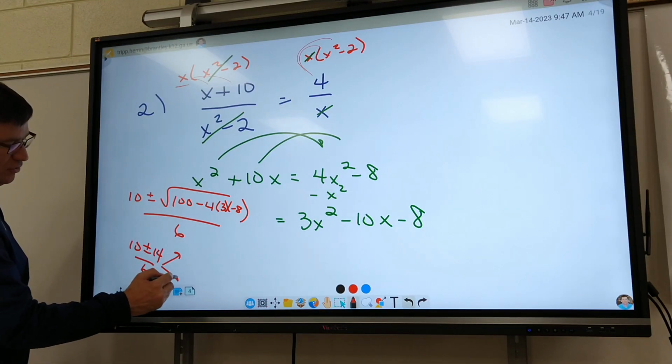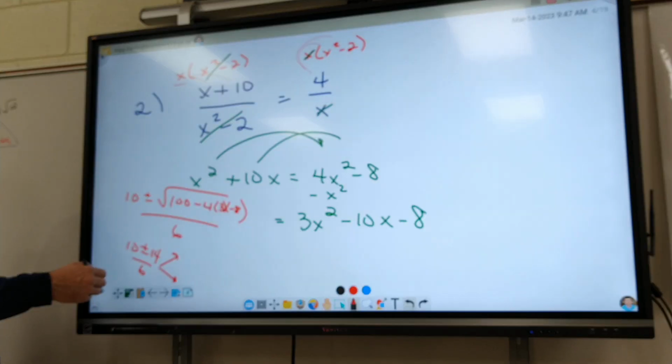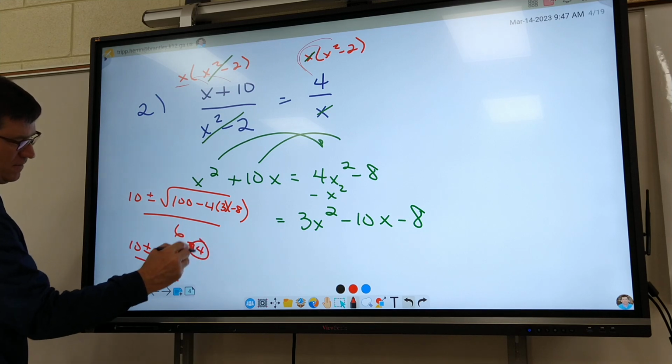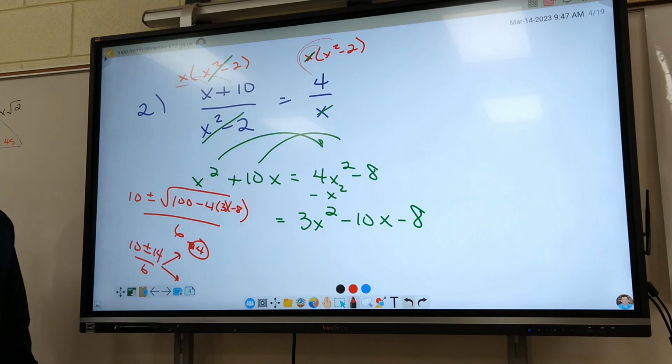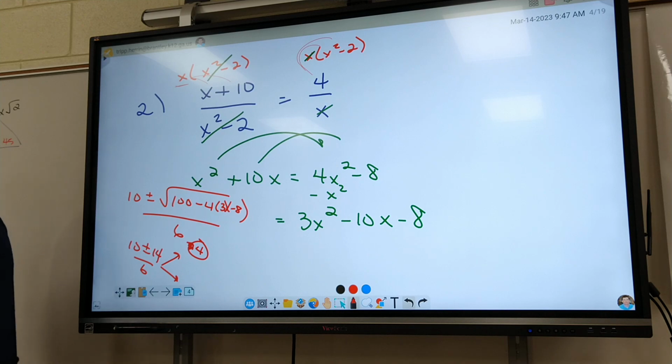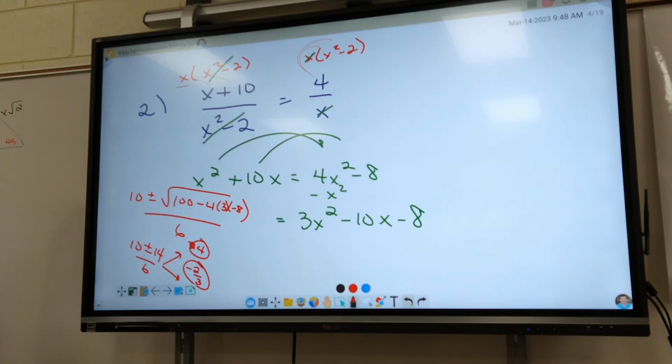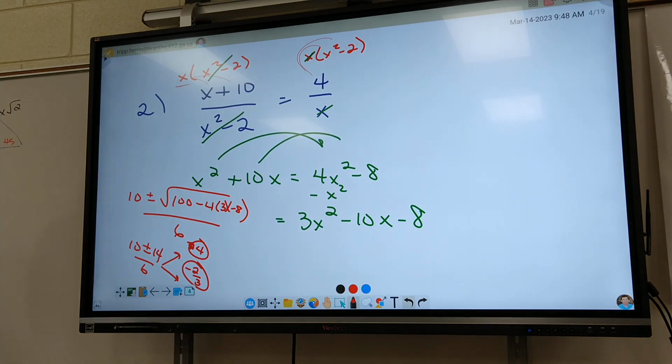Now you got to find both answers. Remember the plus and the minus. Just do the plus the first time. I got 24 over 6 is 4. And the minus the second time. 10 minus 14 is negative 4 over 6, which is negative 2/3. All right, any question on number 2? All right, let's go to number 3.